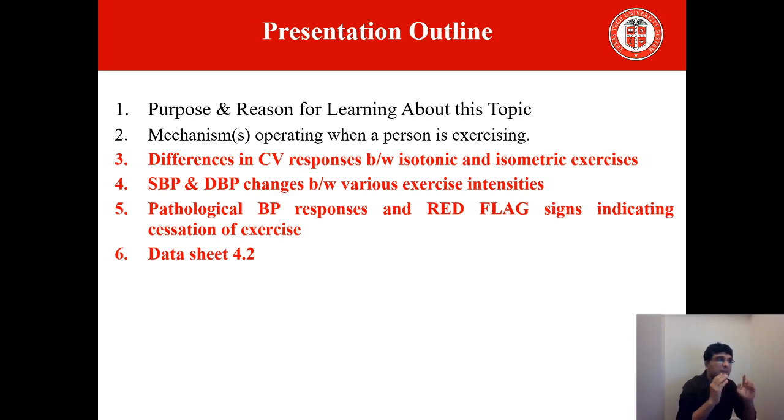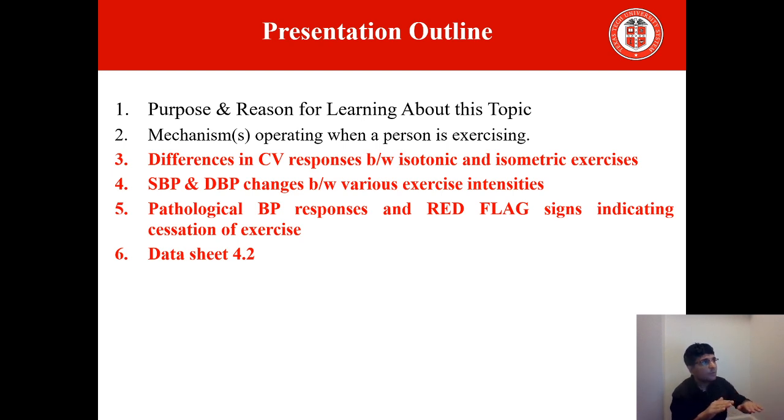You should be aware of exactly what the differences in cardiovascular responses are between isotonic and isometric exercise. And point 4 is more specific: we want to discuss systolic blood pressure and diastolic blood pressure in a lot more detail, along with the other cardiovascular responses between various exercise intensities.